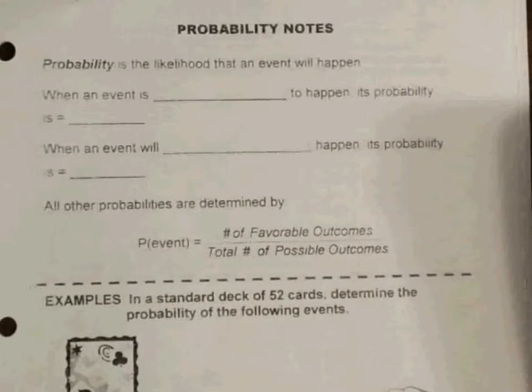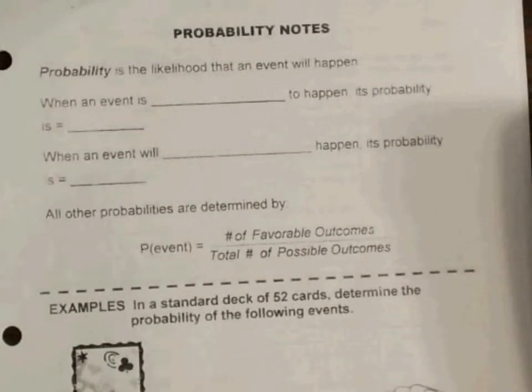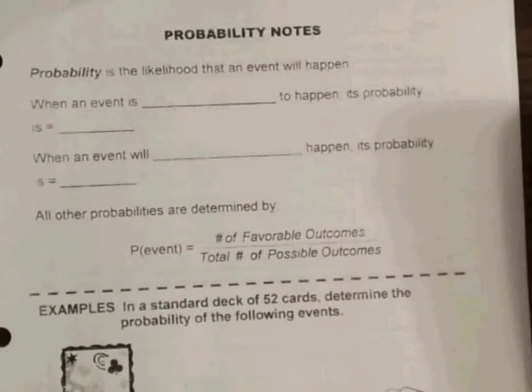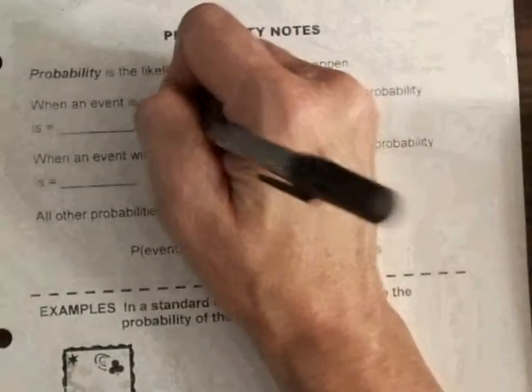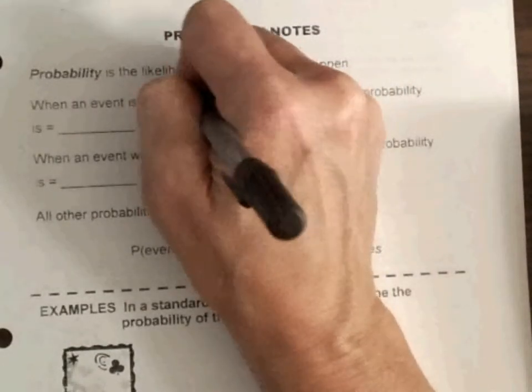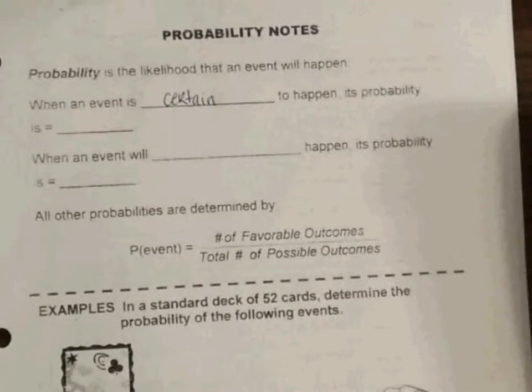Okay, so let's move on to our probability notes. And this is where we're just going to talk just a little bit more about probability. So when we think of probabilities, when an event is certain to happen, the probability is 1. When an event is certain, that means it's absolutely going to happen.